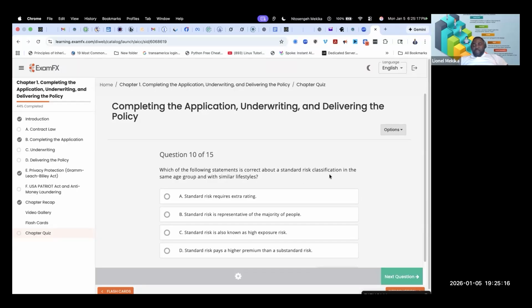All right, go ahead. Which of the following statements is correct about the standard risk classification in the same age group and with similar lifestyle? Let me read again. Which of the following statements is correct about the standard risk classification in the same age group and with similar lifestyle? All right, which is true, right? They say which of the following is correct, so we are looking for correctness. Be careful, because sometimes the question asks which is not true.